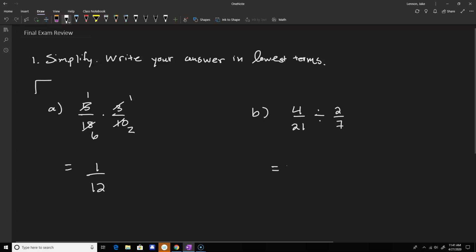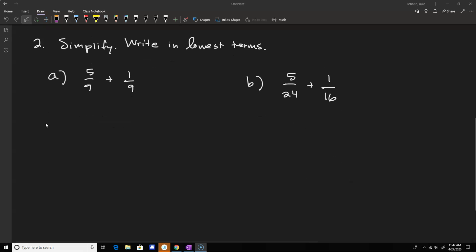Division of fractions works similarly, but first we have to switch it to a multiplication. So we do that by copying down the first fraction, flipping the second fraction, and then changing the division symbol to multiplication. And then everything goes the same way as before. So we can do some cancellation here. Again, 7 will go into 21 3 times, and 2 will go into 4 twice. So we end up with 2 times 1 on top and 3 times 1 on the bottom. So 2/3 is your answer for part B.